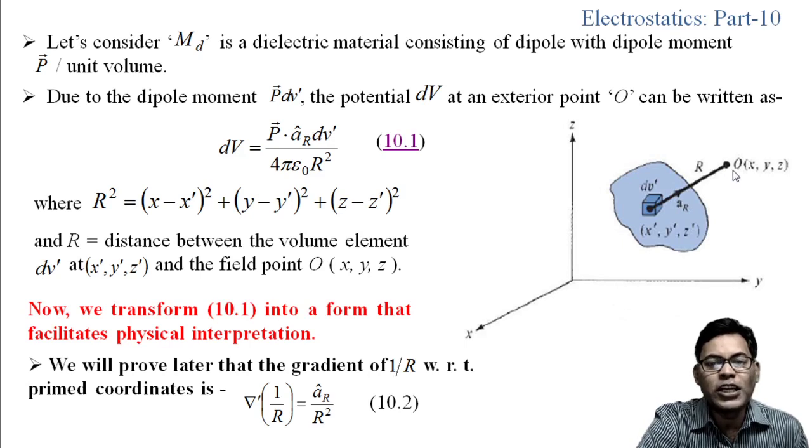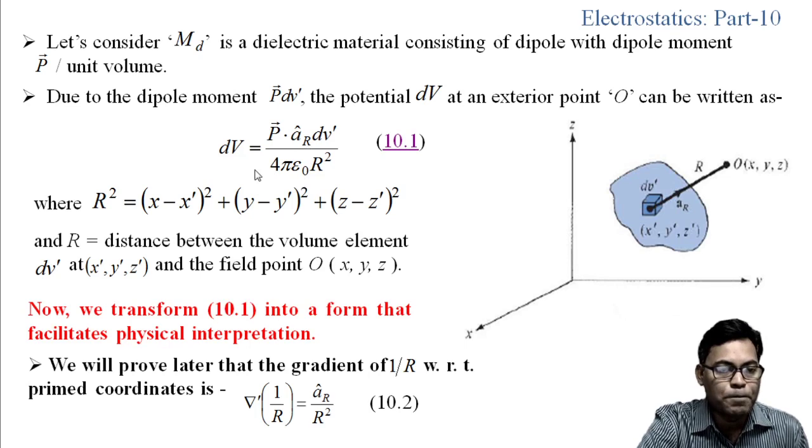Now, the potential at some exterior point O having the coordinate x, y, z due to the dipole present in the volume dV prime can be written as d capital V. Here d capital V represents the voltage at the point O due to the volume dV prime. So, here dV equals P dot aR dV prime by 4 pi epsilon naught R square.